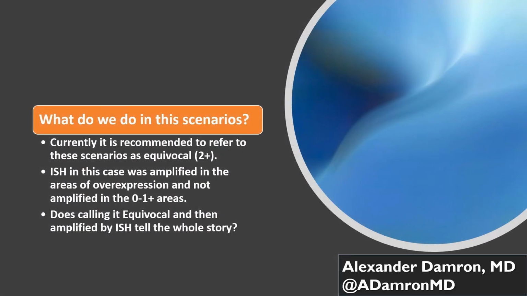So what do you do? How do you relay that to the clinician? And as I mentioned, and I showed you in the current guidelines, it's recommended to refer to these as equivocal. So if you refer to it as equivocal, you're going to do in situ hybridization. And if you do that, you're obviously going to focus your ISH studies on the strongest area. And if you do that, it's clearly going to be amplified in that 3+ area. But everywhere else, it's negative, as in this case. And that's the way it was. And in that area that was strongly 3+, it was amplified by ISH. And in the area that it wasn't 3+, it was totally negative.